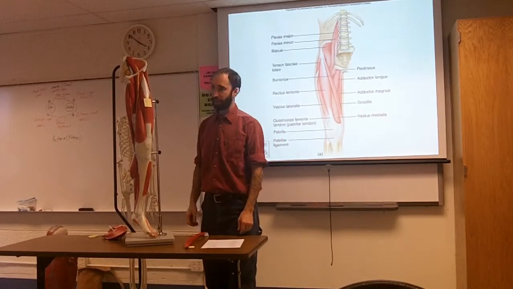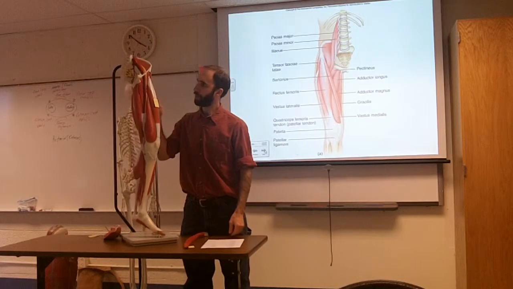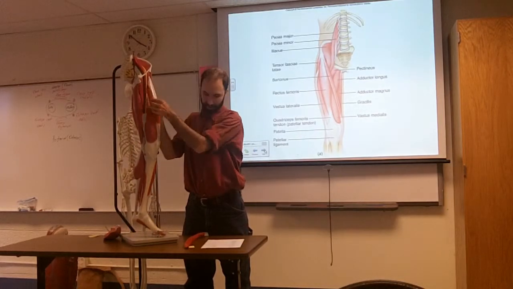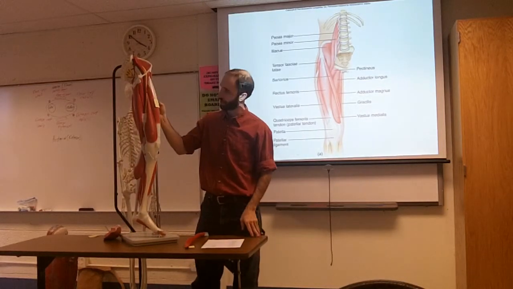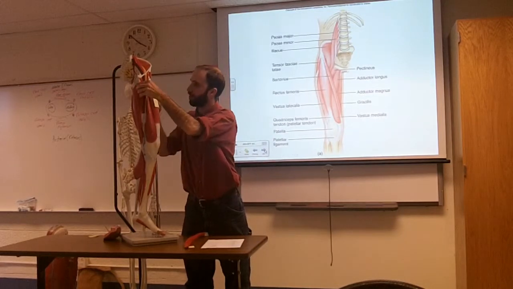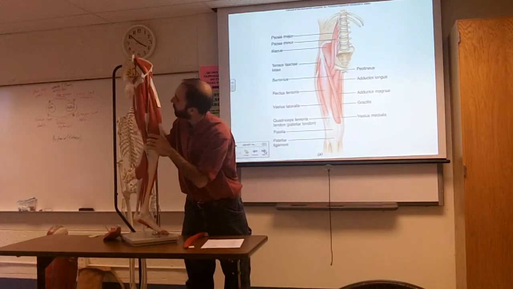Adductor brevis is the next one over. So it's going to be adductor brevis and longus. So actually brevis is underneath longus, so I might be wrong.